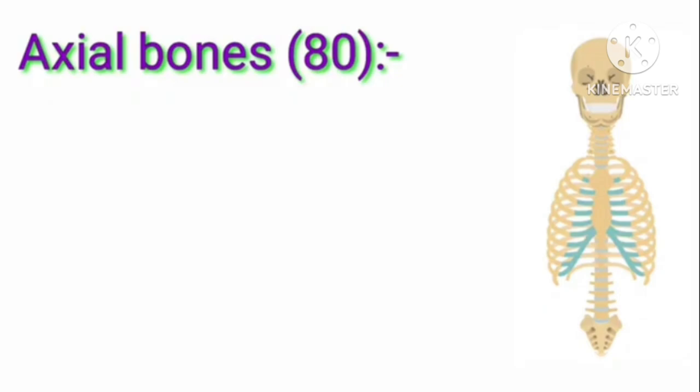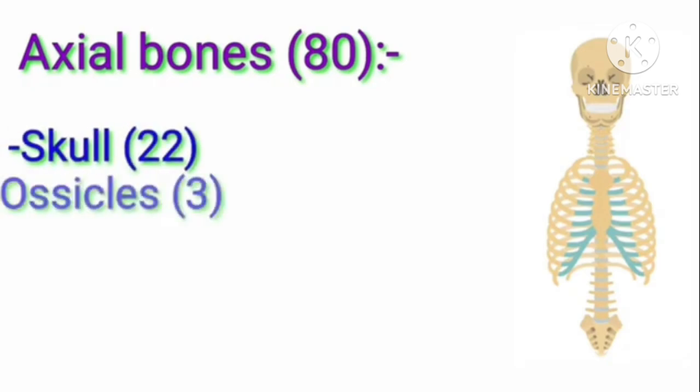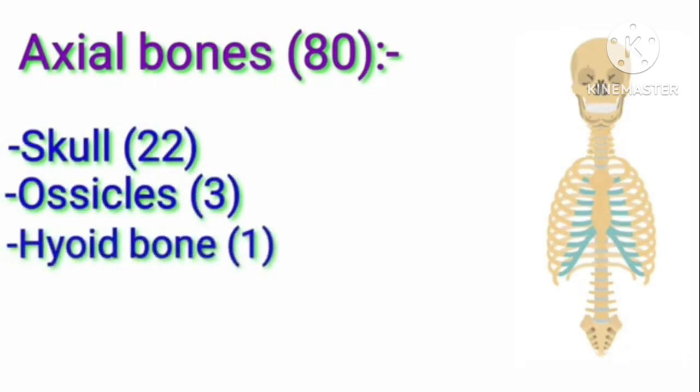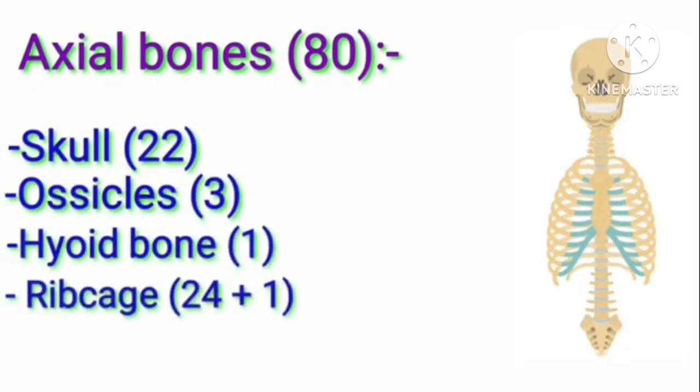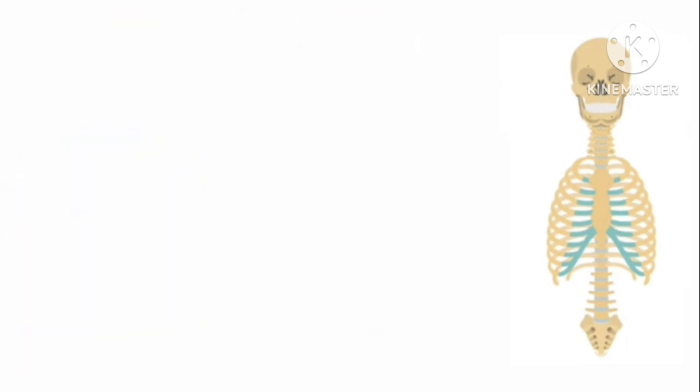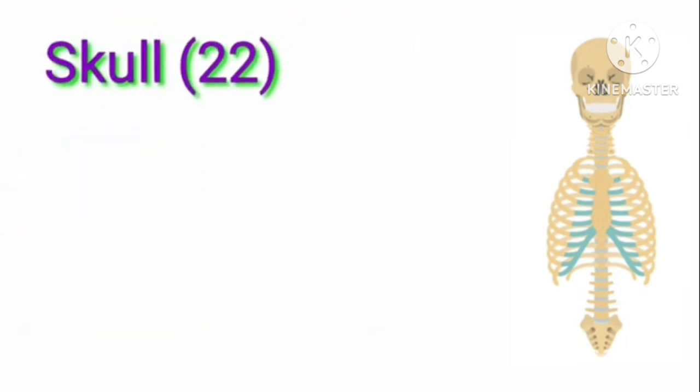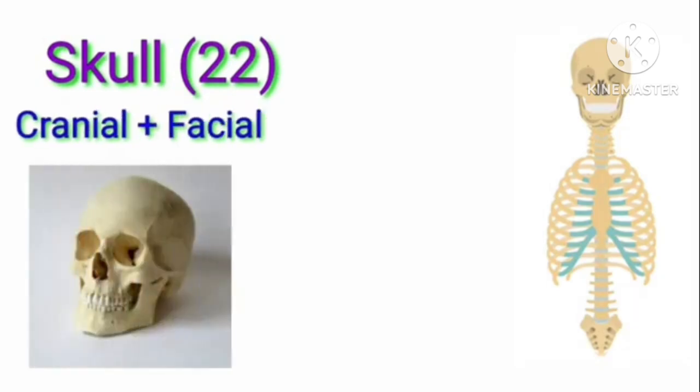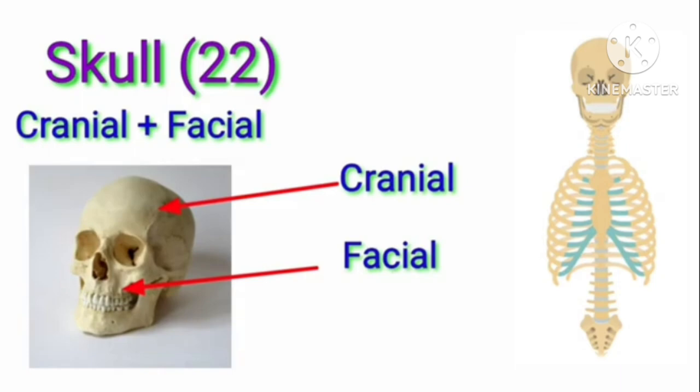Axial bones are 80, which include these systems shown here in the image: skull 22, ossicles 3, hyoid bone 1, rib cage 24 plus 1, and vertebral column with spine 26 or 33. Skull contains 22 bones, cranial and facial bones. This is the cranial and this is facial.